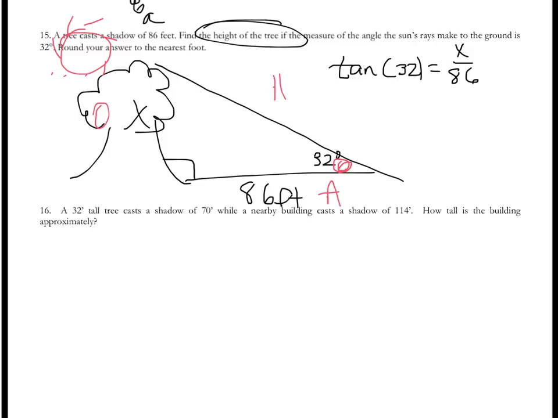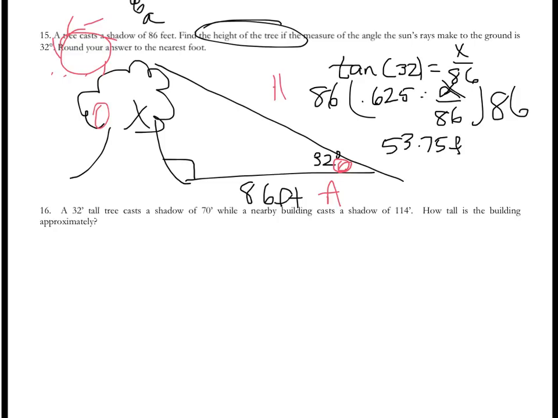So let's click tangent of 32, get our decimal here, 0.625. 0.625 equals X over 86. If I want to get X by itself, I need to multiply both sides by 86, because right now it's X divided by 86, and to undo division we have to multiply. So I'm going to take this number 0.625 and multiply by 86. That's going to give me 53.75. We're in feet, and that's X. That means the height of the tree is 53.75.